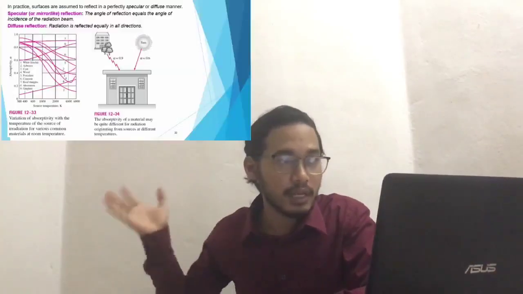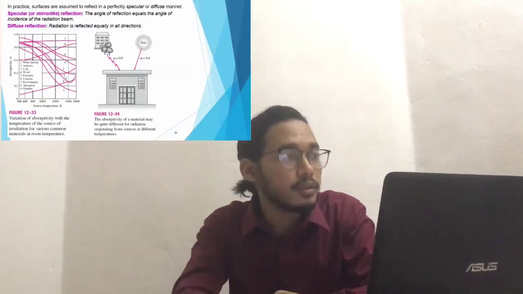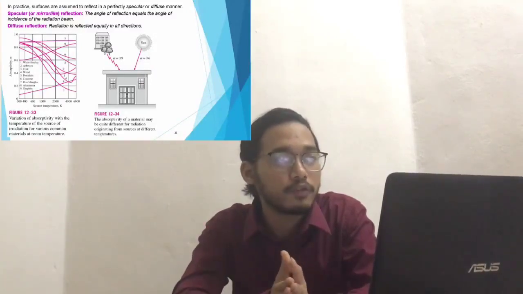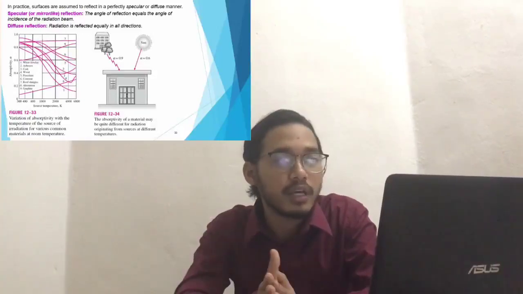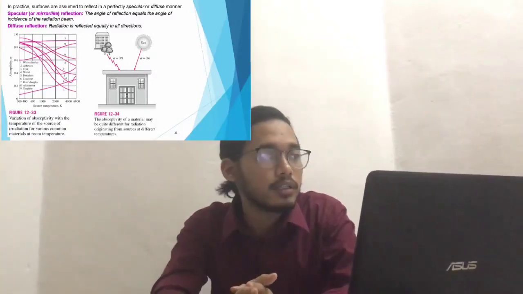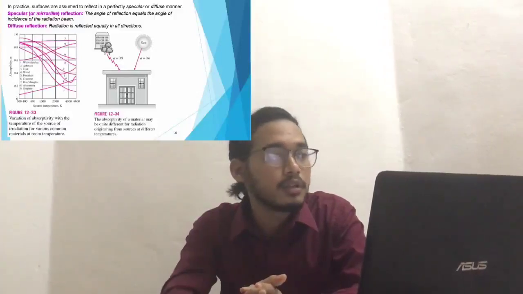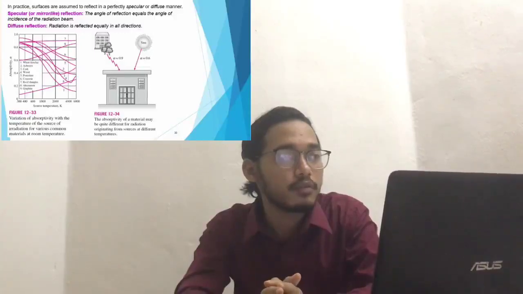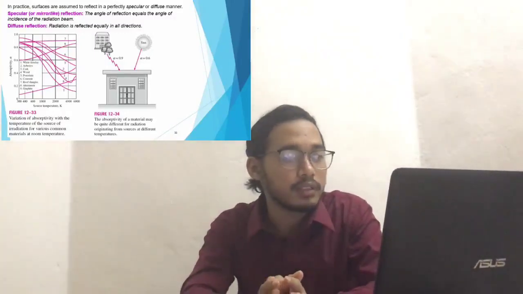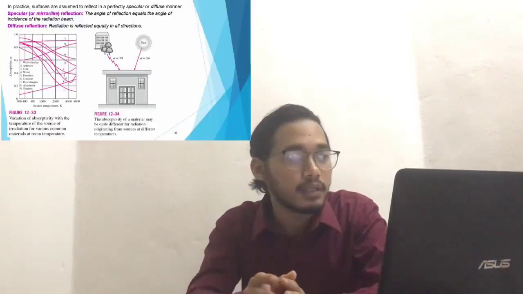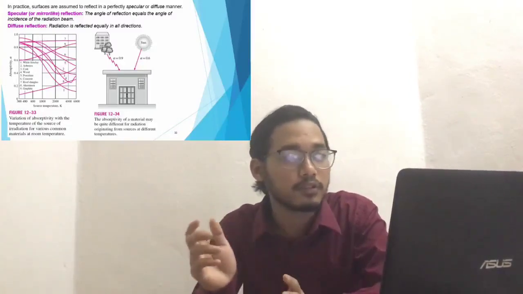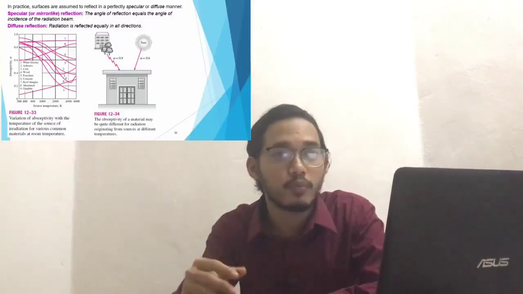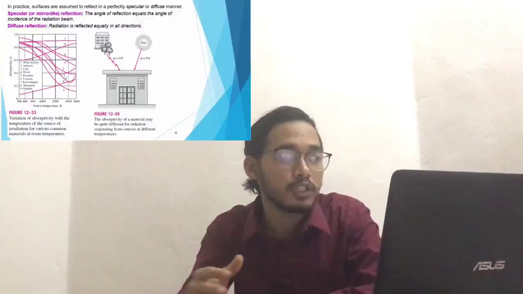Next, in the next slide, in practice surfaces are assumed to reflect in a perfectly spectral or diffuse manner. Spectral means the angle of reflection is equal to the angle of incidence of the radiation beam. Diffuse reflection is defined as the radiation being reflected equally in all directions. As you can see in Figure 12.35, the absorptivity is different for the two sources: 0.9 from the school and 0.6 from the sun. So it depends on the source.